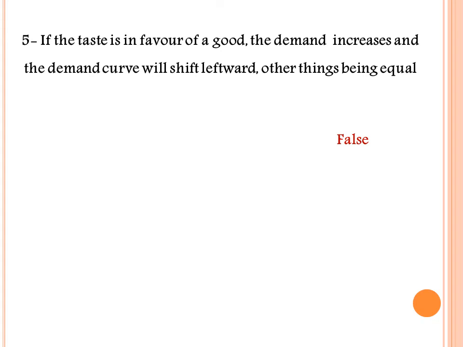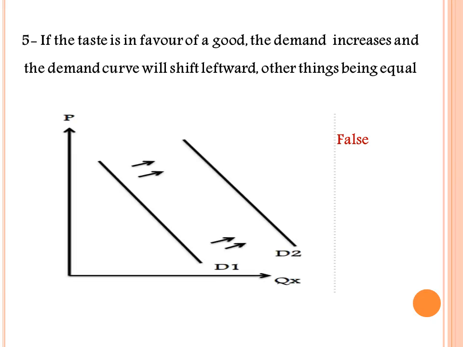In this case, the demand for the good would increase, but the demand curve will shift rightward, not leftward. And this is shown graphically by shifting the whole demand curve from D1 to D2, rightward. So when the taste is in favor of the good, the demand increases and the whole demand curve will shift to the right.